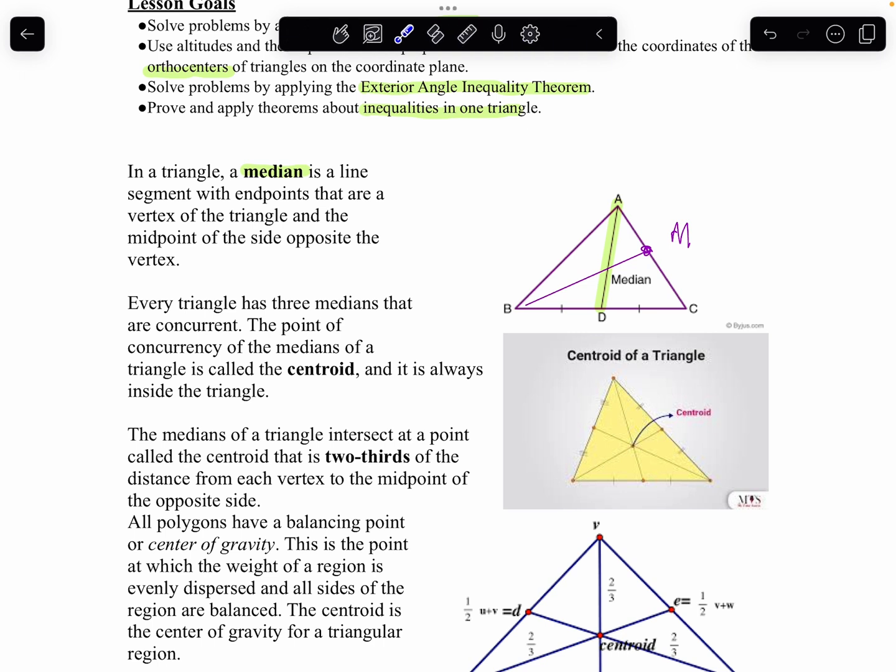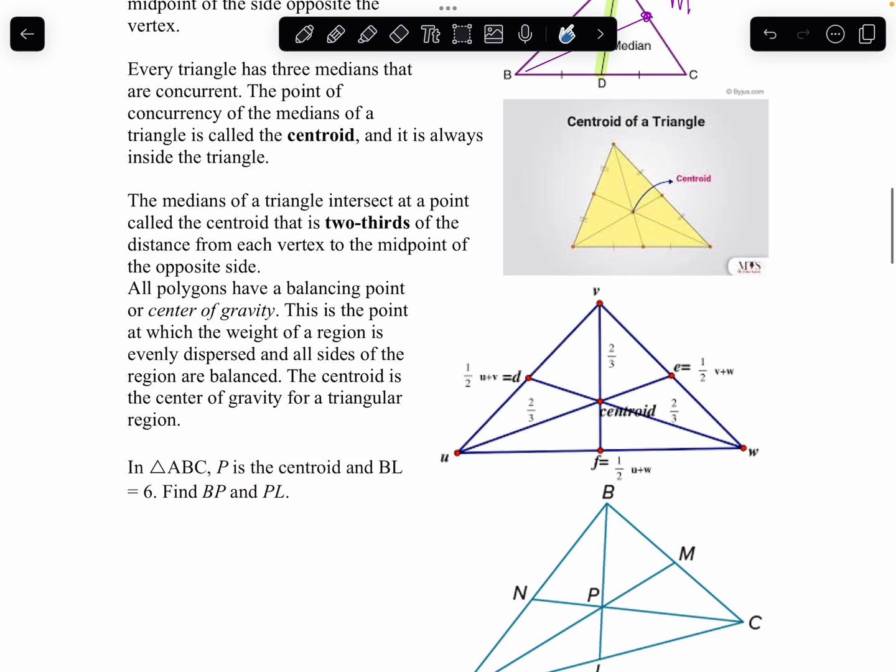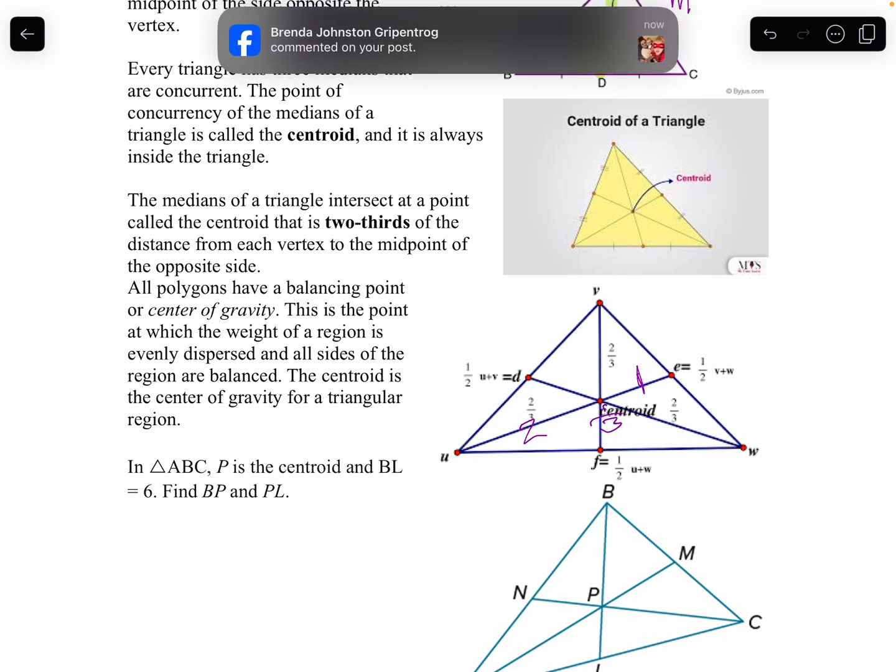When you look at the centroid, notice it's not in the middle of your line segment. It's the middle of the triangle, but it's not in the middle of your line segment. And where your point of your centroid is, it splits that line segment, that median, into a 2/3 and 1/3 ratio. Or think of it like a 2-to-1 ratio. That's what it is.